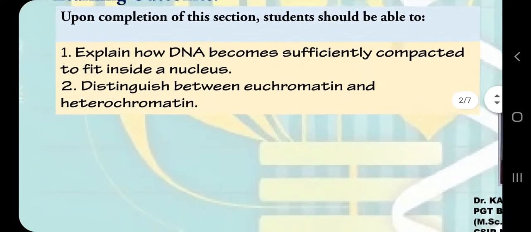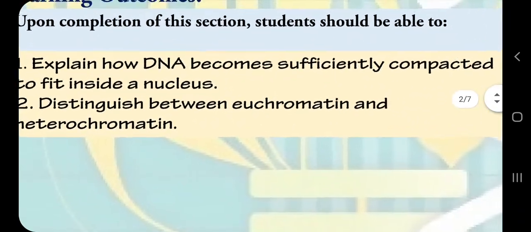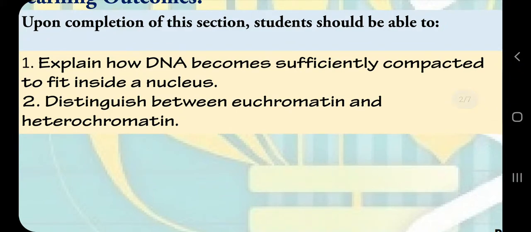So what is our aim? After watching this video, you must be able to explain how DNA becomes sufficiently compacted to fit inside the nucleus and distinguish between euchromatin and heterochromatin. You also have an elementary idea of euchromatin and heterochromatin in class 11th biology, when we discussed cells and cell cycle.